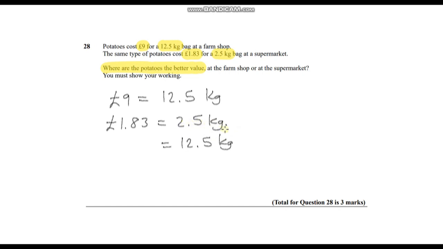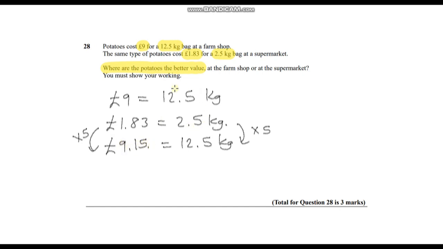So if we were to get 12.5 kilograms from the supermarket, how much would it cost? Well, to go from 2.5 to 12.5, we are multiplying by 5. And you can check that with a calculator. If you did 12.5 divided by 2.5, we would get 5. So we're buying 5 times as much, so it's going to cost 5 times as much. So now if we do 1.83 times 5, that gives us £9.15.